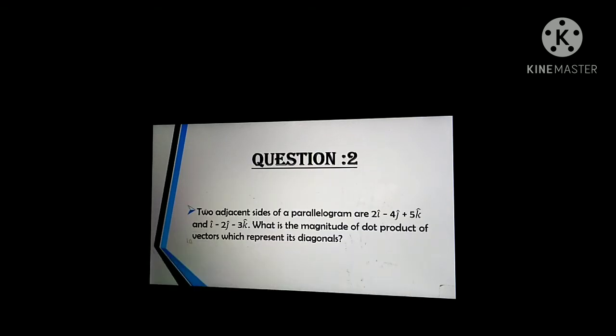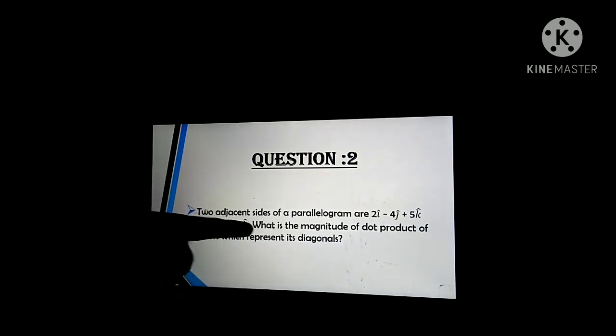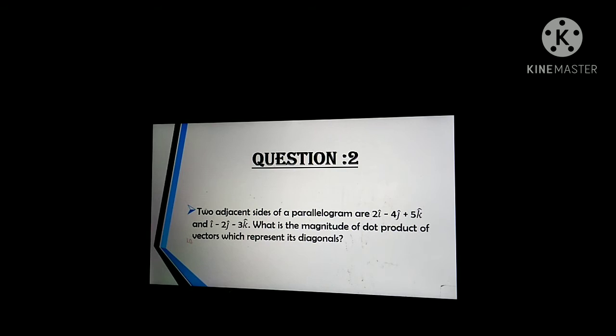We come to question number 2. We have two adjacent sides of a parallelogram, 2i - 4j + 5k and i - 2j - 3k. It is asking, what is the magnitude of the dot product of the vectors which represent its diagonals? So we are given the vectors representing the adjacent sides, and we need to find the dot product of the diagonals of that parallelogram.